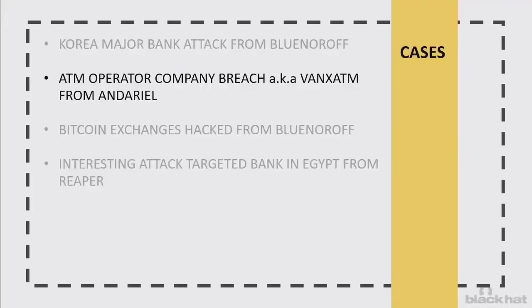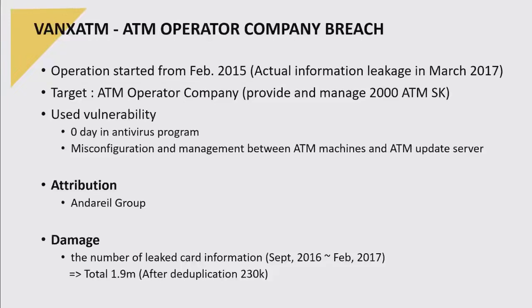Okay, so that was the first case, attacking a Korean bank by Bunarov Group. And the next case we want to introduce is an attack targeting an ATM operator company and ATM machines in South Korea. And this operation is called VNX ATM. This operation first started from 2015, but it was eventually discovered last year, in March.